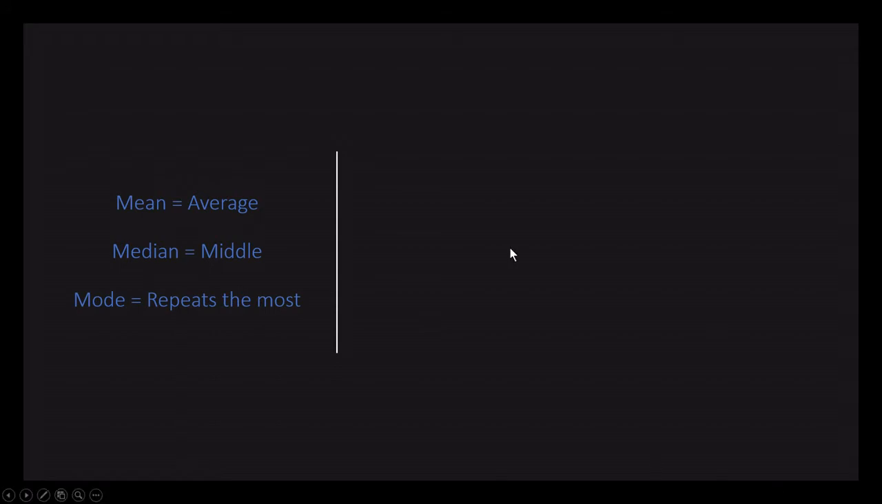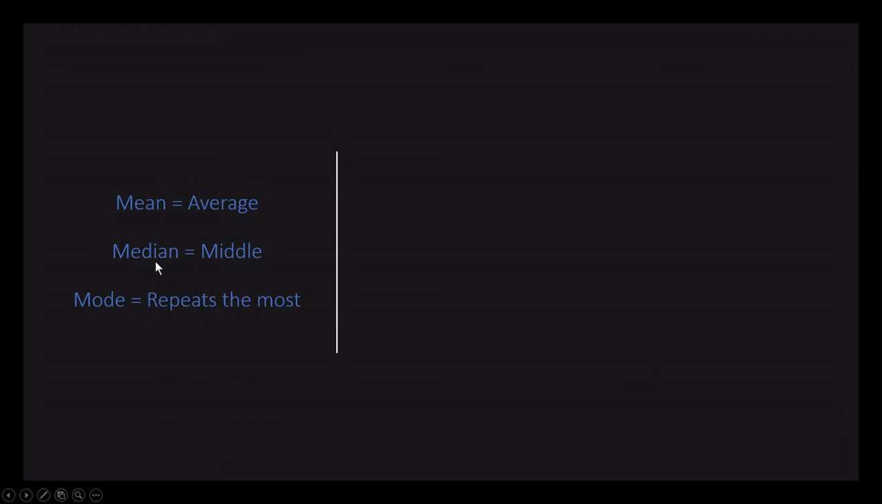For example, the mean is very mean. It puts me to work. This is the easiest way for me to remember. The mean is very mean. It puts me to work. So the mean is equal to the average. And we're going to see here in a little bit how to calculate the average.